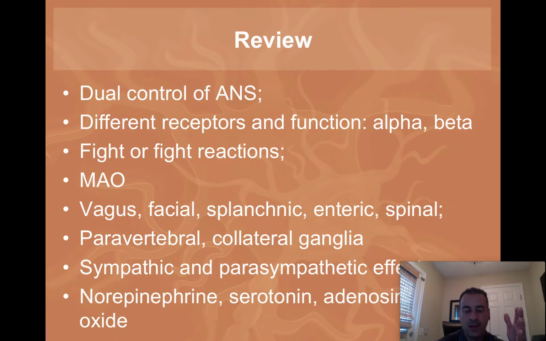Sorry about the cutoff, but norepinephrine, serotonin, adenosine, and the other word there is nitric oxide. And nitric oxide is a neurotransmitter. Matter of fact, all of those up on the screen there, norepinephrine, serotonin, adenosine, nitric oxide, are all good old-fashioned neurotransmitters.